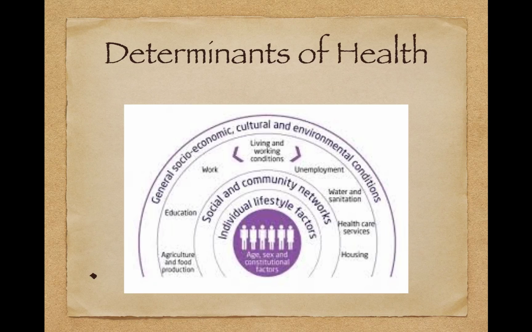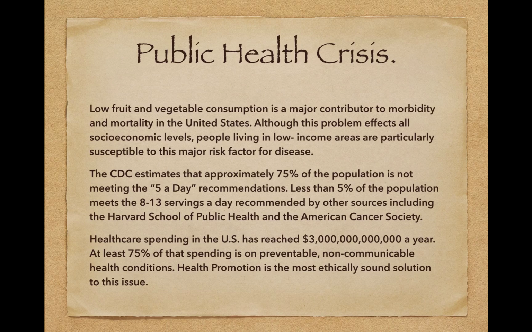Again, the determinants of health, we already looked at this as well. The individual's age, their genetics, their lifestyle behaviors, their lifestyle factors, smoking rates, their diet, things like that. And then again, of course, social and community networks. And then socioeconomic status, like things like housing and access to clean water and sanitation, healthy employment, and living and working conditions. So all these things are extremely important.